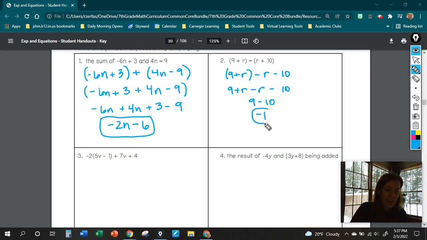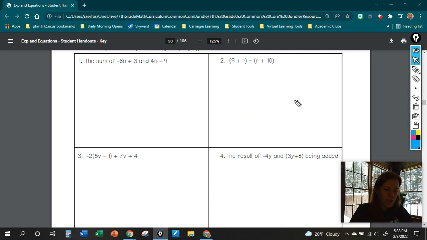Okay, you should get -1. Positive r and minus r, this is like having one r and taking away one r. So these guys end up canceling out and going to 0. So you end up with 9 minus 10 or -1. Okay, try number 3 and number 4 along with me.